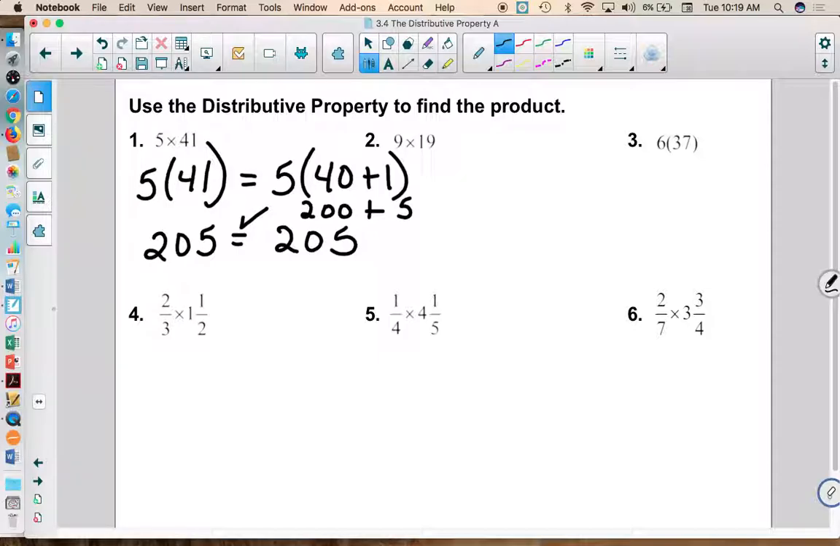Okay? What about number 4? What is it going to look like? What's the equivalent expression going to look like? Somebody tell me what that expression should look like. Kaylee? 2/3 times 1, and then 2/3 times 1.